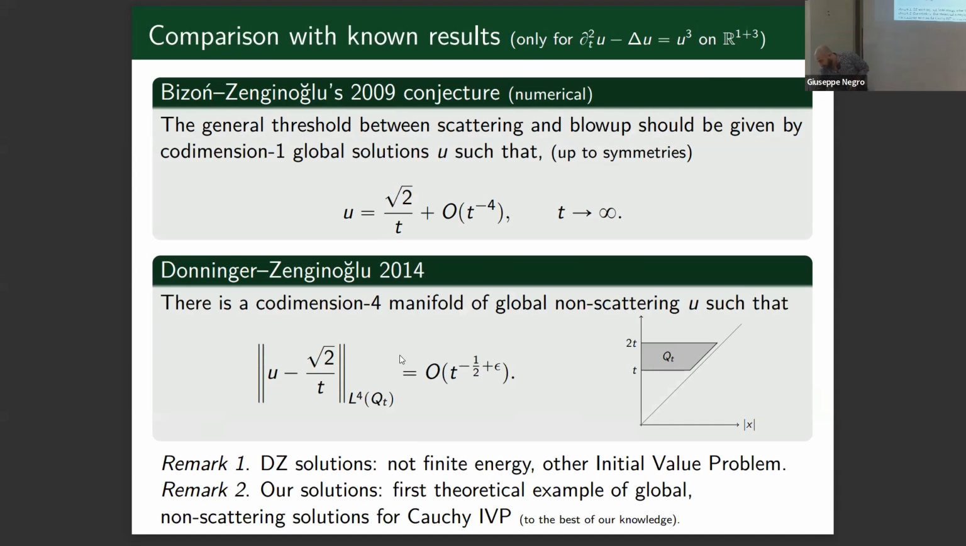However, this almost solves the problem, but not really, because these are not solutions to the Cauchy initial value problem. They change the problem. They take a problem which is called the Goursat problem. So they put initial data on a light cone, and they use a different notion of energy. So these solutions are not bona fide solutions to the Cauchy initial value problem in the critical Sobolev space.